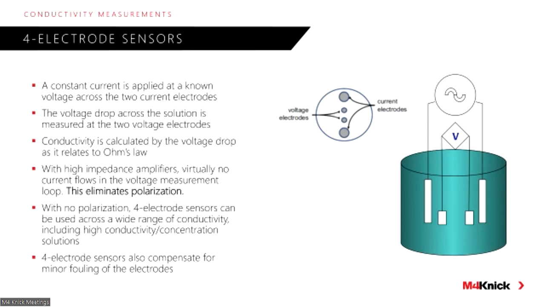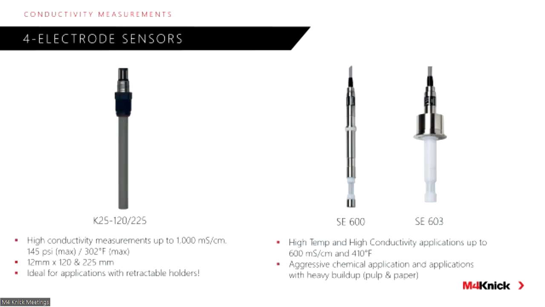So we'll switch to the next slide and show specifically the Knick 4-electrode conductivity sensors. But the thing you'll note is how high up in the millisiemens range these sensors go. On the left, we have our K25. Again, we'll show here in a second on the camera. You see the 12 millimeter diameter. The benefit there is for fitting into standard types of holders. But on the right, we've got our SE600 and SE603.